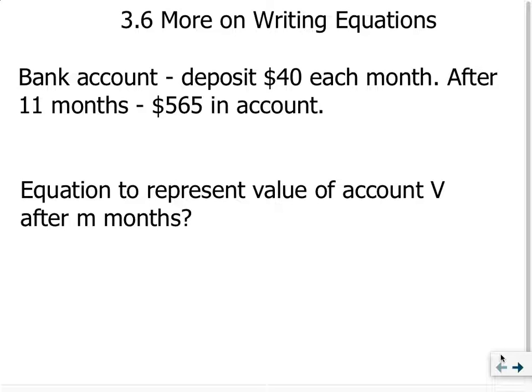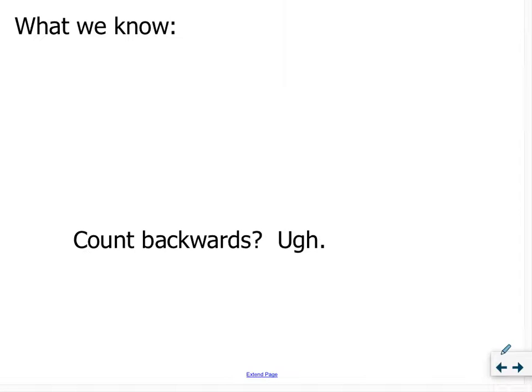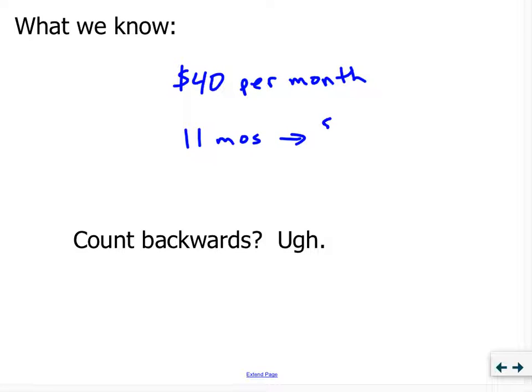So in this case, m is going to take the place of the x, the input. And the v, the value, is going to be your output. So let's think about what we know about this scenario. Well, we know that we're going to be receiving $40 per month. So that word per tells me that we're using a rate. So I got a rate going on here. But what I don't have is a starting value, because I know that after 11 months, I have $565.